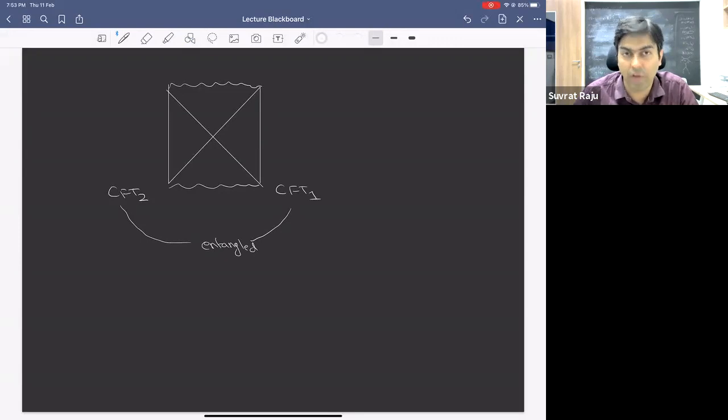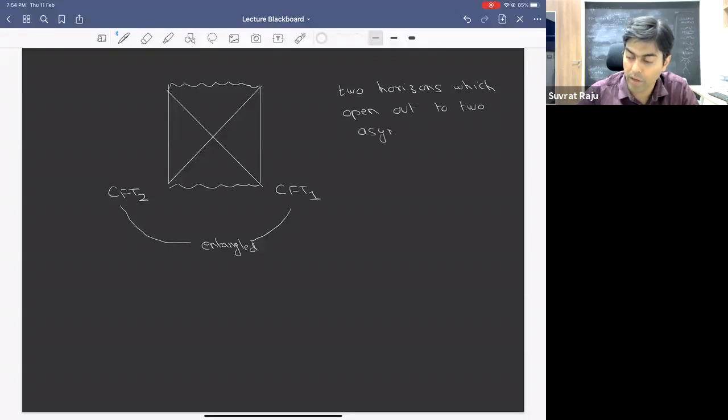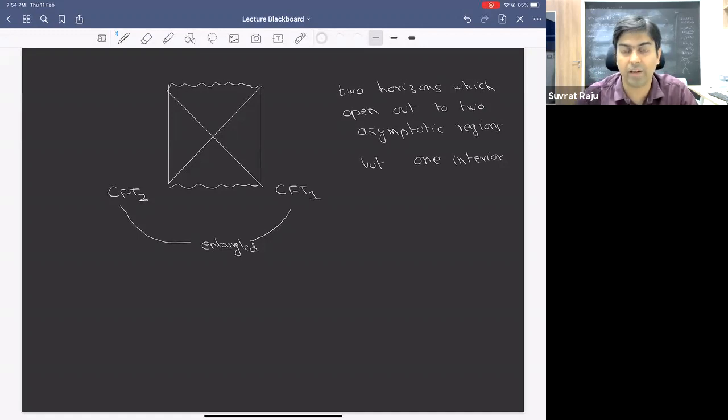But if you look at this Penrose diagram, you will see that the eternal black hole has the property that it has 2 horizons which open out to 2 different asymptotic regions, but there's a single interior, but only one interior. So this was a point that was made by Wheeler, and if you look at Misner, Thorne, and Wheeler, you will find in that book a description and a diagram of these wormholes.